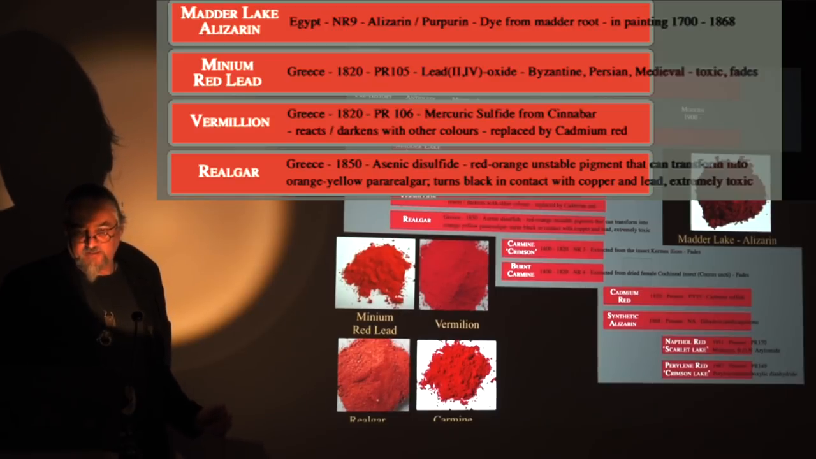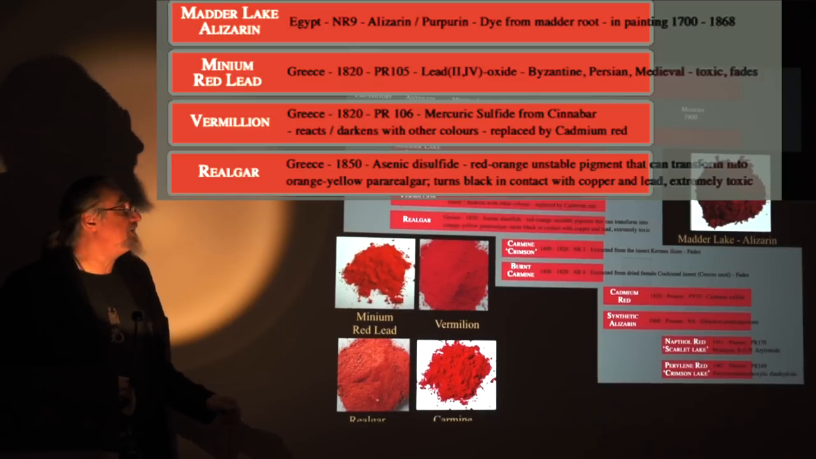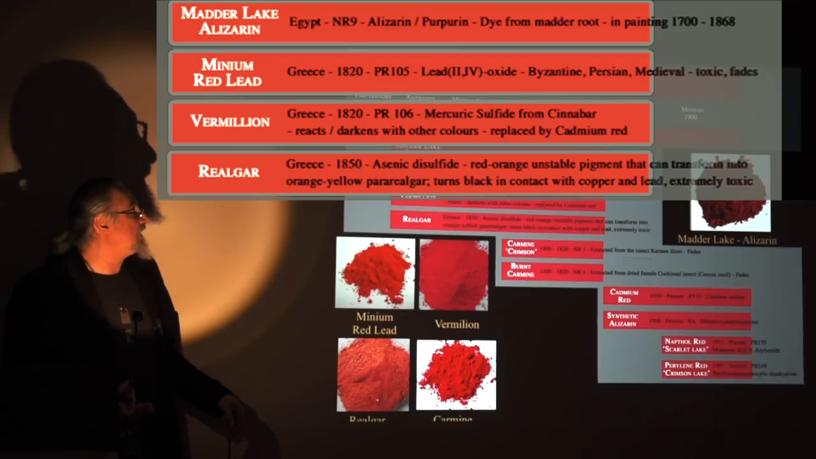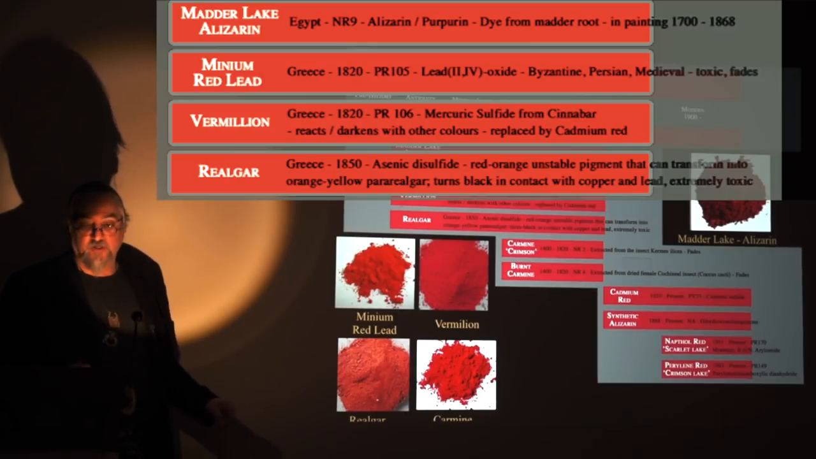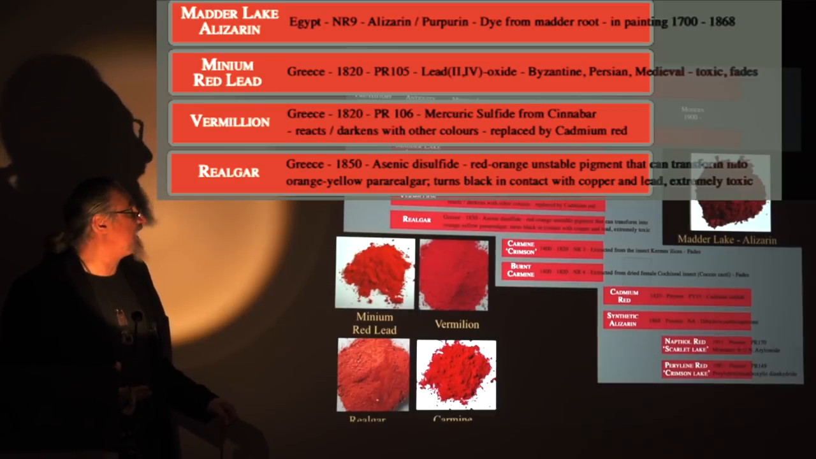Vermilion has a very long history. As we've seen in our other presentations, it is a mercuric sulfide from cinnabar. On the other hand, it does react or darken depending on the other colors which are surrounding it. And so it was eventually replaced by cadmium red.